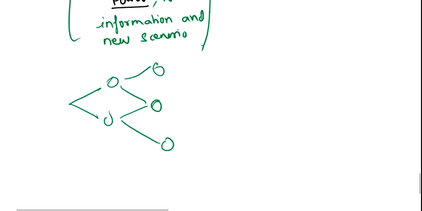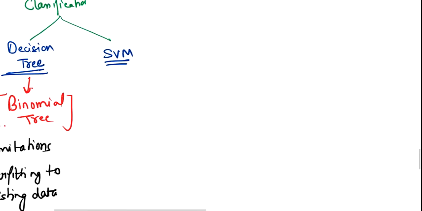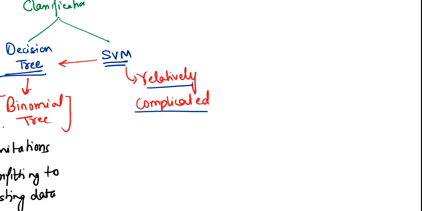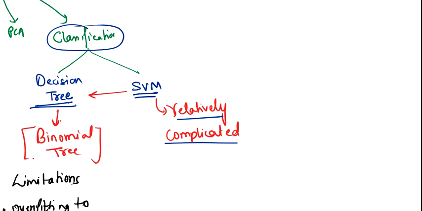Clear? And when it comes to this second method, SVM, that is a support vector machine, these are considered to be the most complicated, or you can say relatively complicated. And when I am saying relatively, it means the decision tree through which I am relating it. Now you can say that they both have the same agenda. They need to classify things into groups.